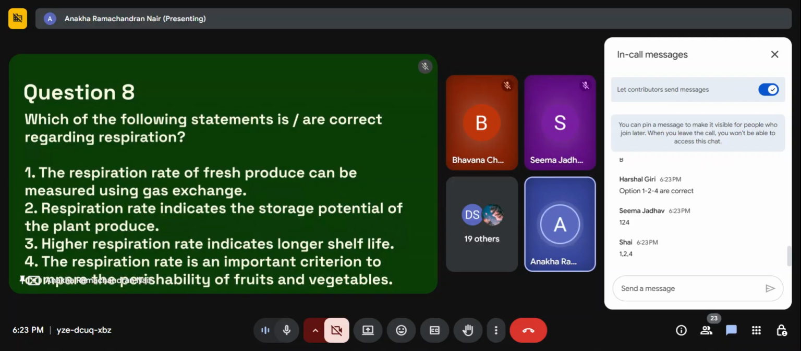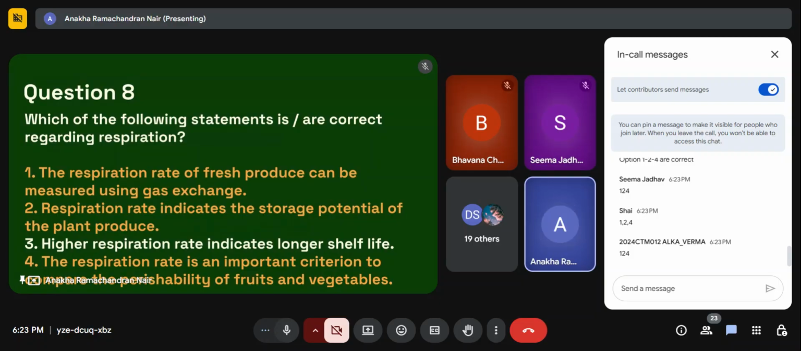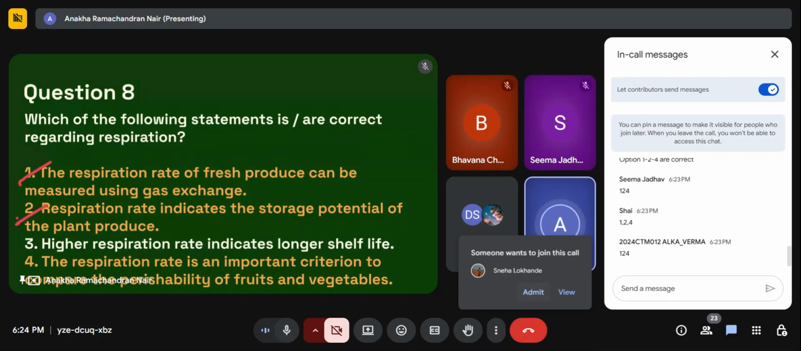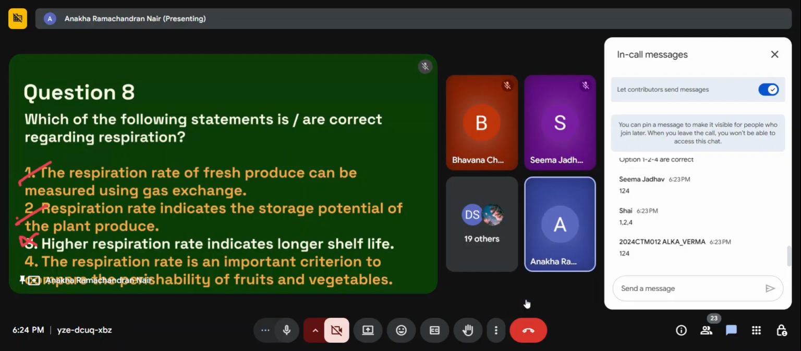So a lot of you have already answered. So let's see if you guys are correct. Most of you said 1 to 4 and you guys are correct. So the respiratory rate of fresh produce can in fact be measured by gas exchange. The respiratory rate indicates the storage potential of the plant produce. A higher respiratory rate means the fruit or plant will have a shorter shelf life, right? A higher respiratory rate indicates longer shelf life. It is not correct. A higher respiratory rate indicates a shorter shelf life.